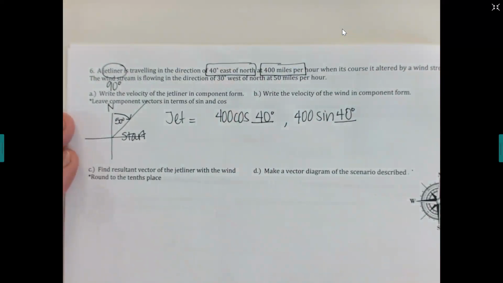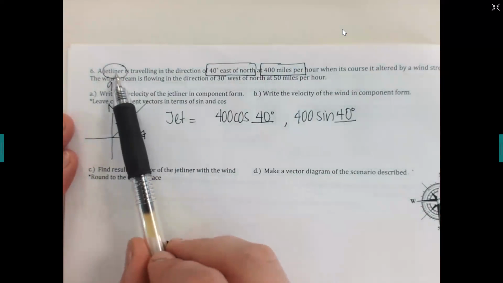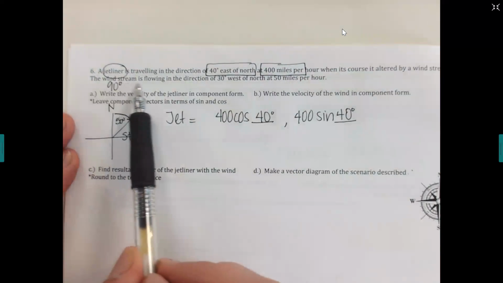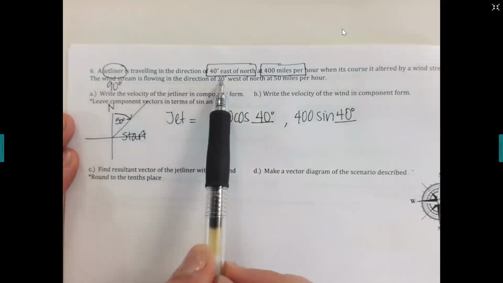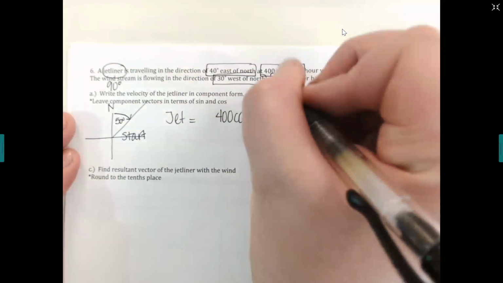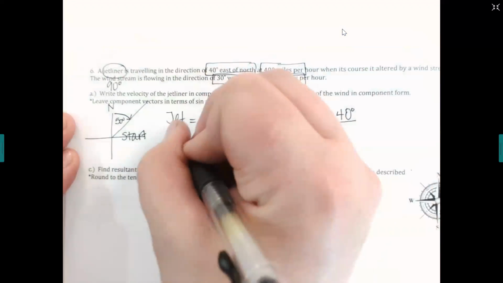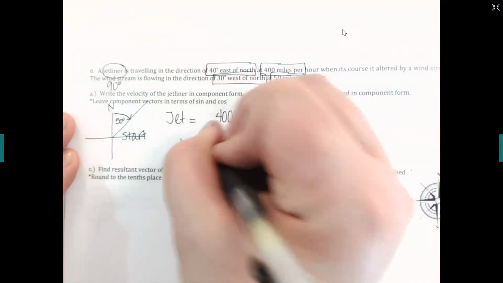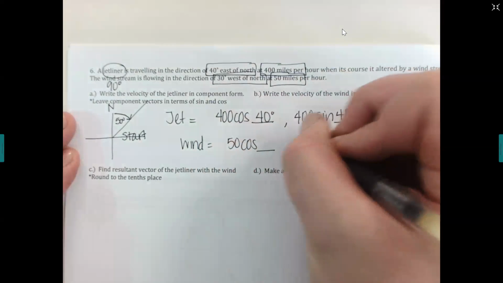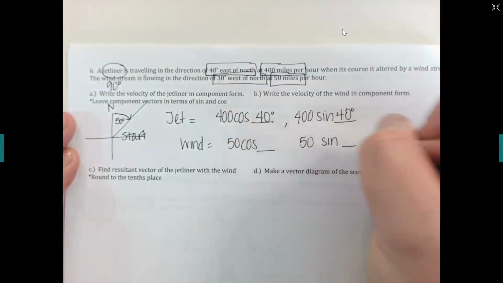Now we need to do the wind. Your jet's not flying through a vacuum. It's got wind that's acting on it. So it says it's going through a wind stream. The wind is flowing 30 degrees west of north at 50 miles per hour. The 50 miles per hour is how long it is. So I'm going to put wind equals 50 cosine something and then 50 sine something.